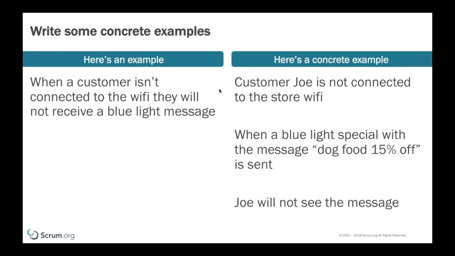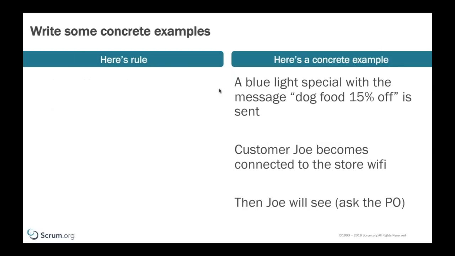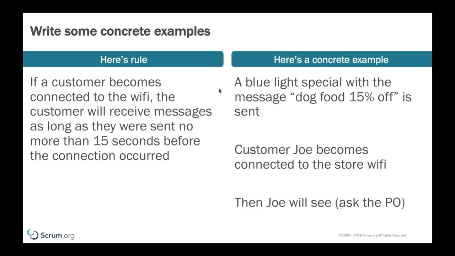Simple. But what about odd things, like people connecting and disconnecting when the message is out there? So a Blue Light Special with dog food 15% off is sent out. Joe becomes connected to the Wi-Fi while that message is still active. What's going to happen? Well, we'll have to ask the product owner. We talk to the product owner, we come up with a rule. If a customer becomes connected to the Wi-Fi, the customer will receive a message as long as it was sent no more than 15 seconds before the connection occurred. The product owner made that up, which is fine. So we'd have to modify the concrete example to reflect this new rule. If you think about it, these concrete examples are great ways to do the test. The rule is something you implement in the code.